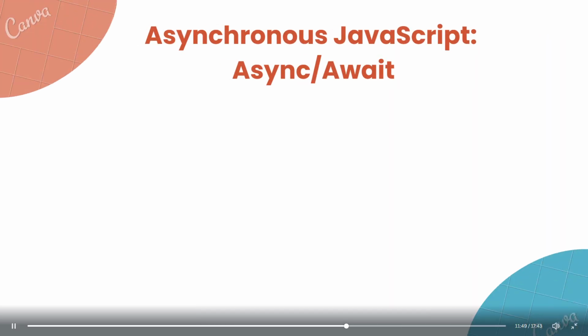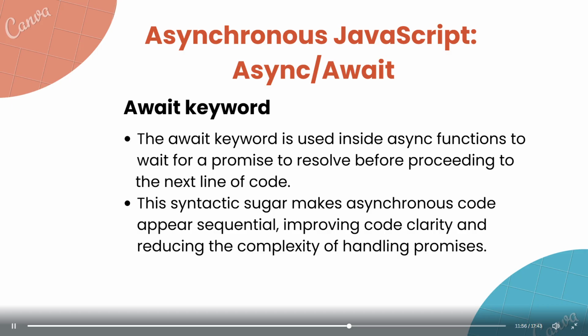Asynchronous JavaScript. Async, await. Let's now discuss the await keyword. The await keyword is used inside an async function to wait for a promise to resolve before proceeding to the next line of code. This syntactic sugar makes asynchronous code appear sequential, improving code clarity and reducing the complexity of handling promises.